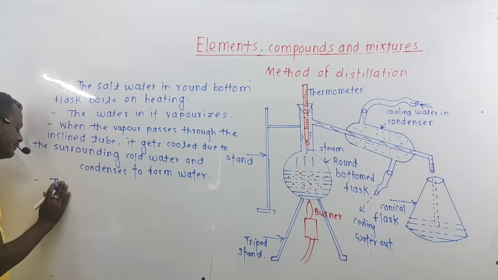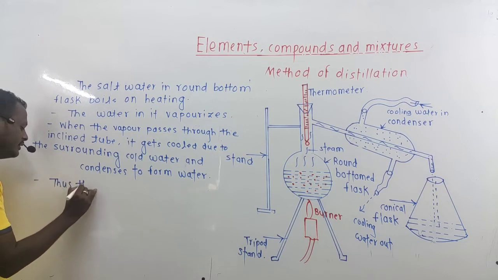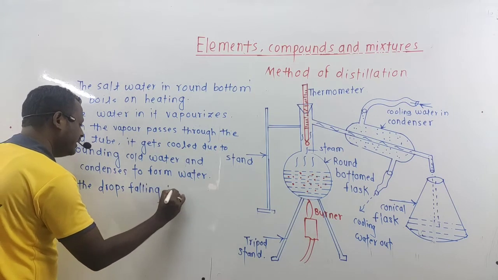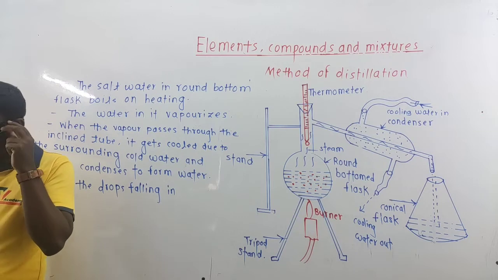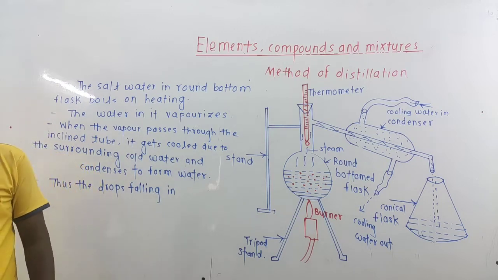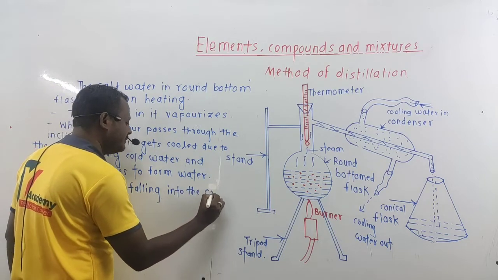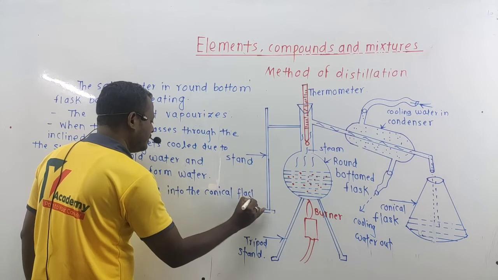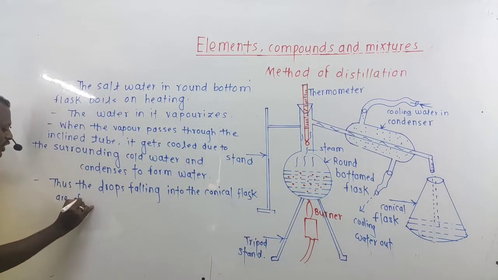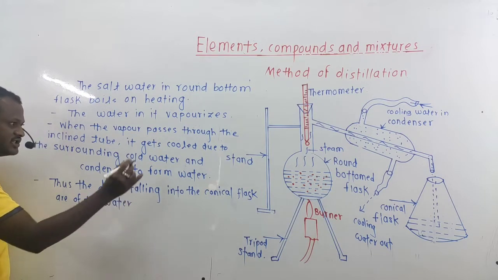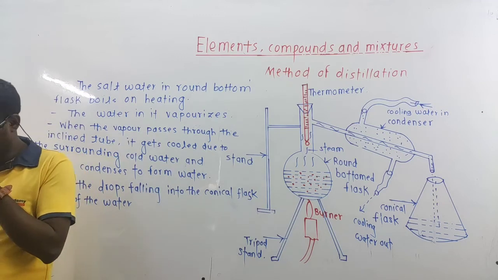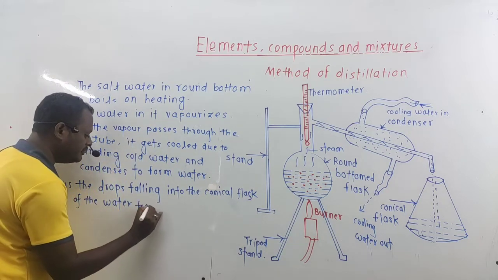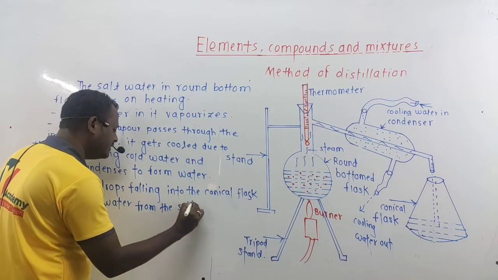Thus the drops falling into the conical flask are of the water. ओके. आणि हे कशाचे ड्रॉप्स असतात? वॉटरचे ड्रॉप्स असतात जे की कोनिकल फ्लास्क मध्ये फॉल होतात. ओके. From the salt solution.